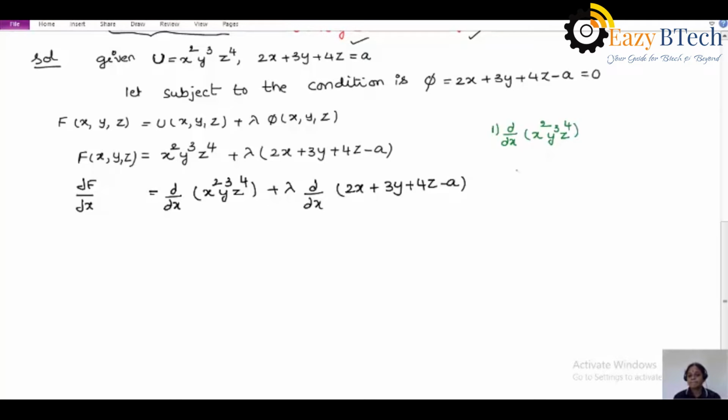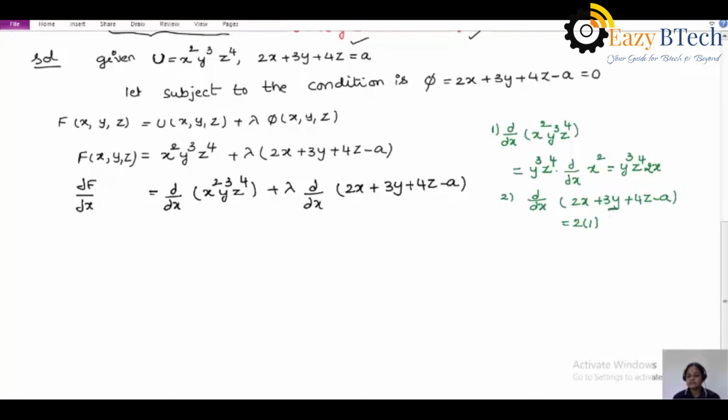So with respect to x here we are doing partial differentiating, then y cubed z power 4 as a common and remaining term ∂/∂x of x square, then y cubed z power 4 times the differentiation of x square, which is 2x. Coming to the second function, that is ∂/∂x of (2x + 3y + 4z − a). See here, students, we are doing with respect to x, then 2 common, and for x differentiation is 1.